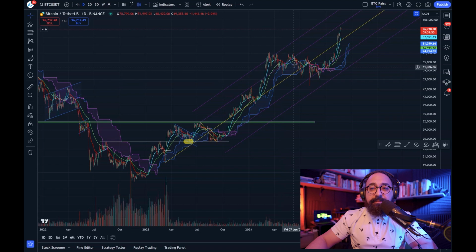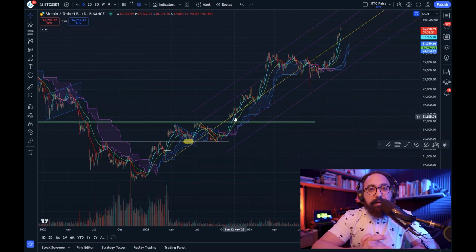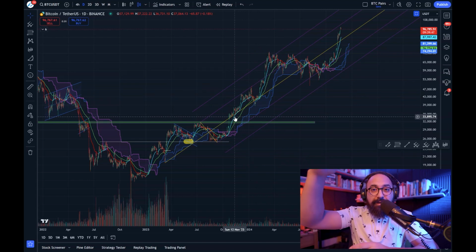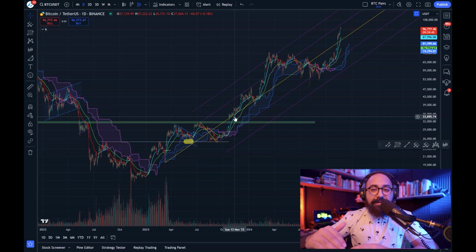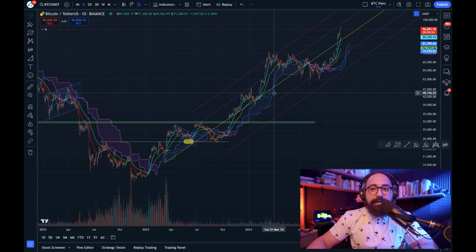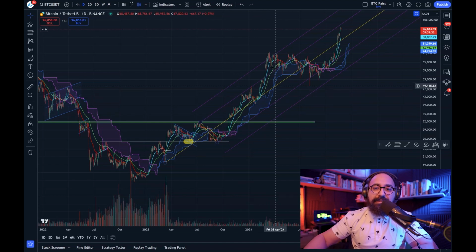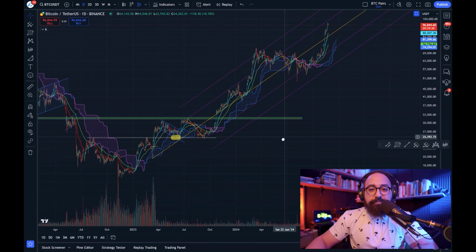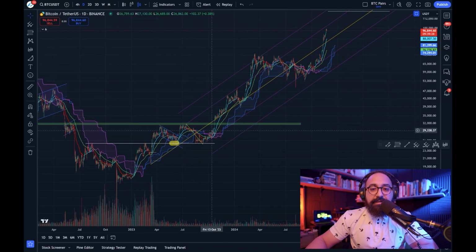So as we see here, the most important thing about this tool is it tells you when you're overbought and when you're oversold. This is really important because this is how you know when to sell high and when to buy low. And usually pitchforks are meant for a few weeks or months.